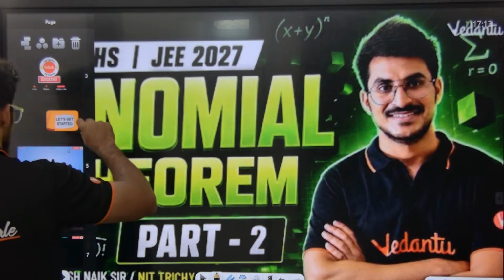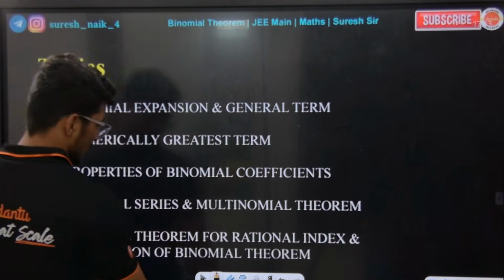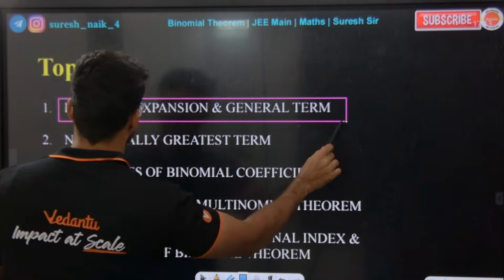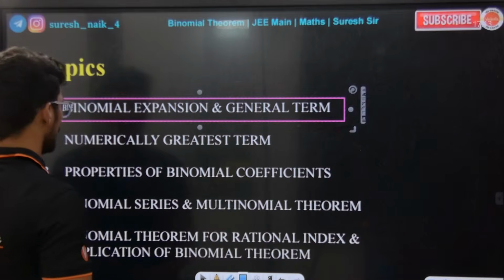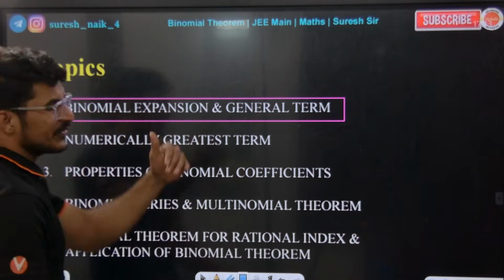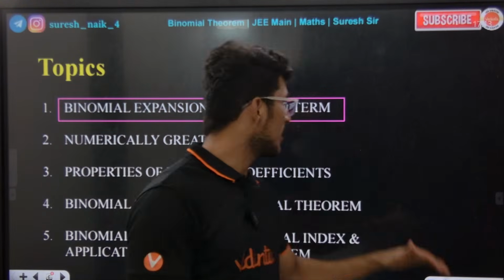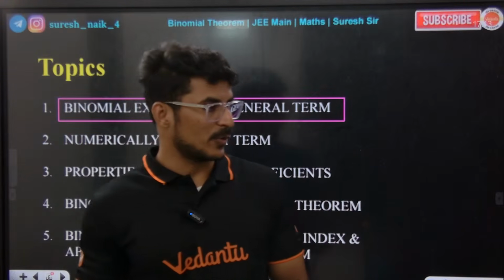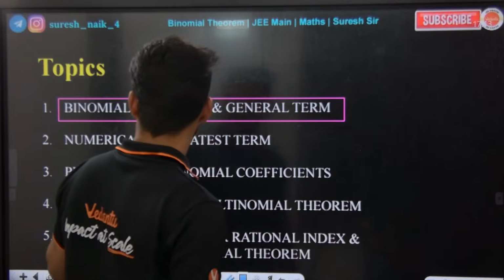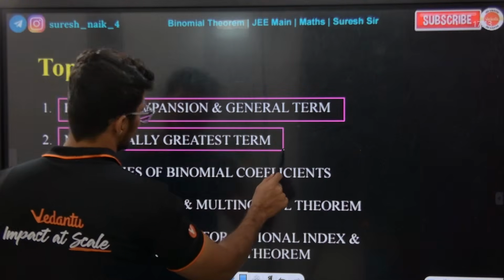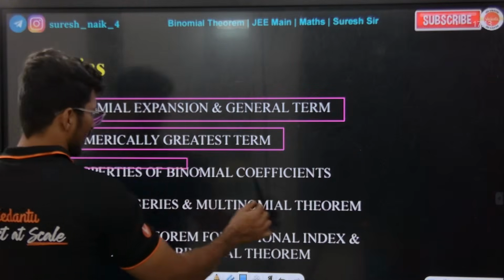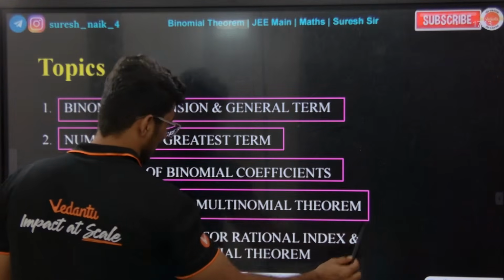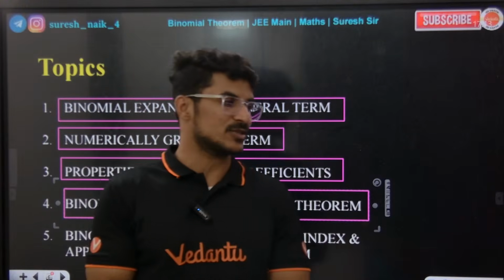Guys, what did we discuss in the last class? We finished all these subtopics: binomial expansion and general term, coefficient-based concepts, the general term concept and the middle term concept. Today we are going to see the numerically greatest term first, then properties of binomial coefficients, and then binomial series and multinomial theorem. After that there are a few applications of binomial theorem, and we'll try to see those as well.